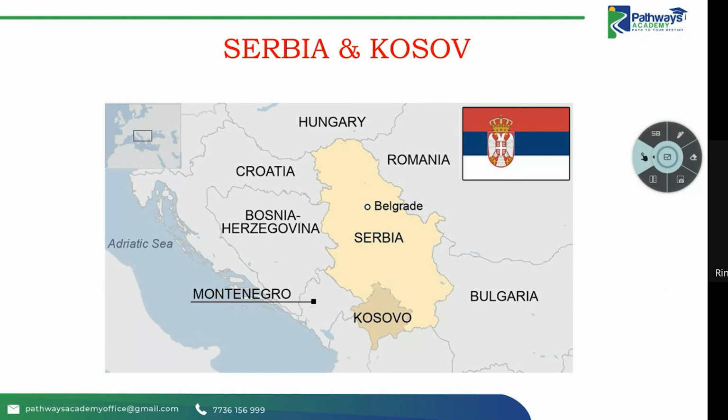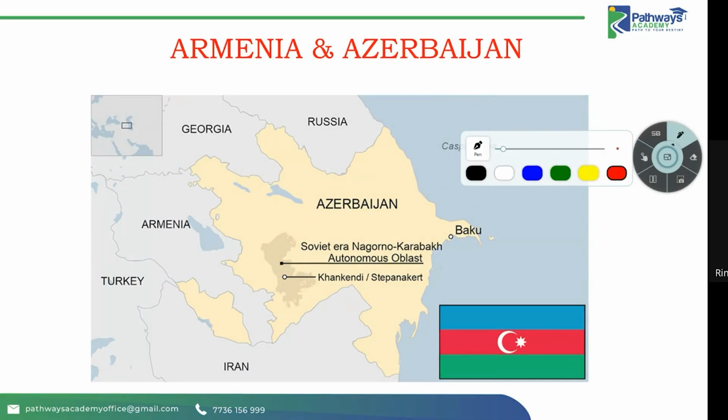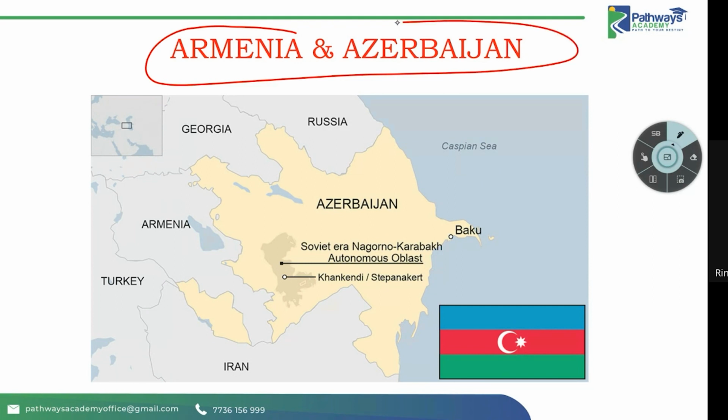Next important place is Serbia, Kosovo. No, Serbia, Kosovo is not that important. Okay, leave it. Most important thing is Armenia and Azerbaijan. This is very, very important. Armenia and Azerbaijan have a disputed territory in Azerbaijan. That disputed territory is known as Nagorno Karabakh.